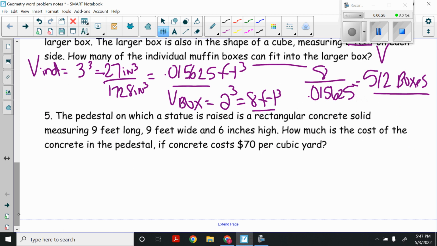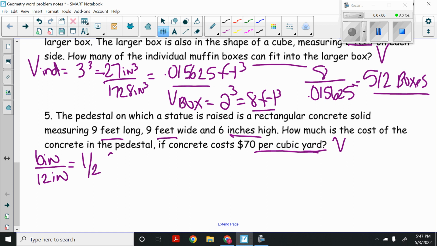Number 5. The pedestal on which a statue is raised is a regular concrete solid measuring 9 feet long, 9 feet wide, and 6 inches high. How much is the cost of the concrete in the pedestal if the concrete costs $70 per cubic yard? Per cubic yard, volume, right? Notice I have feet, inches, and then yards. So first thing I need to do is change the 6 inches into feet. So divide by 12 inches, and I know it's half a foot.